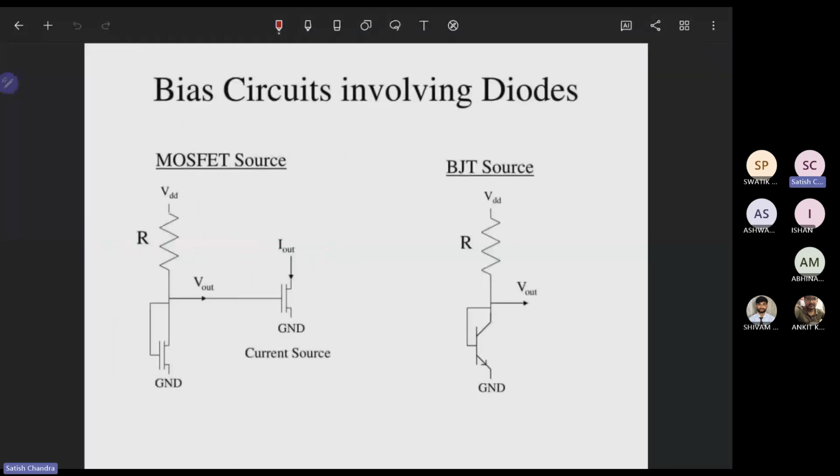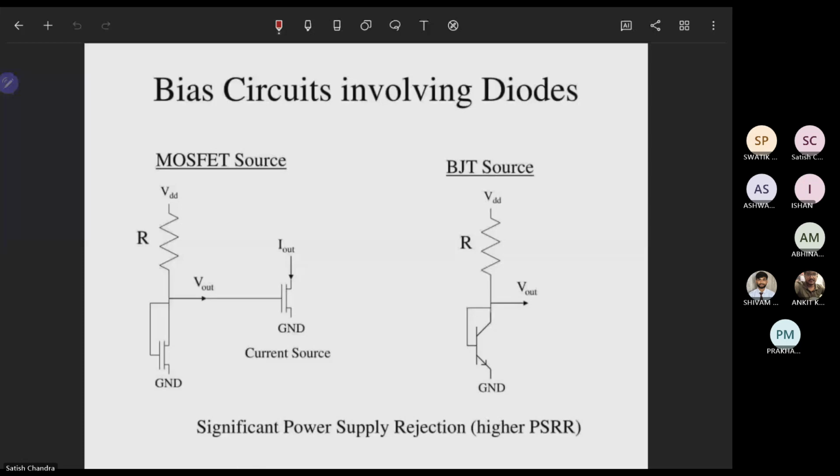So if we say that, we can replace this particular circuit with the help of a BJT, saying this is to have another BJT source. So this is nothing but a replica in the form of a BJT source. Here it is a MOSFET source, and this will be called a BJT source. When we do it like this, we get significant power supply rejection, a higher PSRR, which is what we wanted.